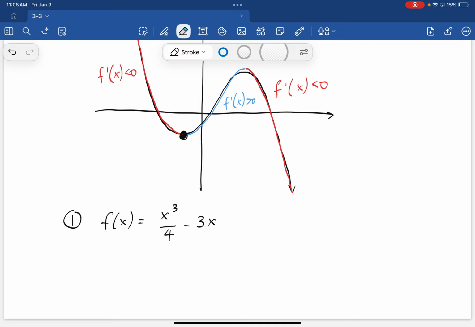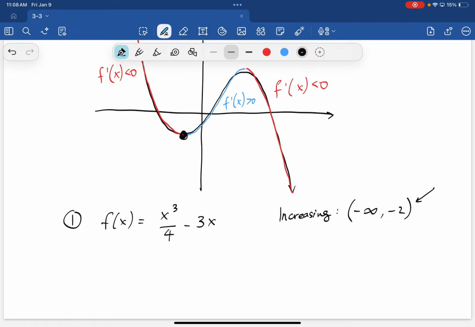So as I look at it, it looks like it's increasing when we have x going from negative infinity all the way to negative 2, right? Because it's increasing at the beginning of the graph all the way to the left. And then I'm going to write a round bracket on the negative 2. Okay, I have a round bracket, not a square bracket, because it's not actually increasing at negative 2, because it has a maximum there. The slope is 0 at the maximum of negative 2.